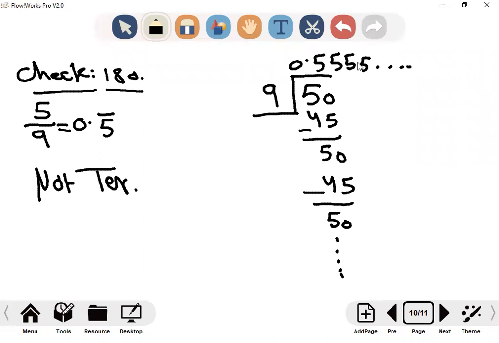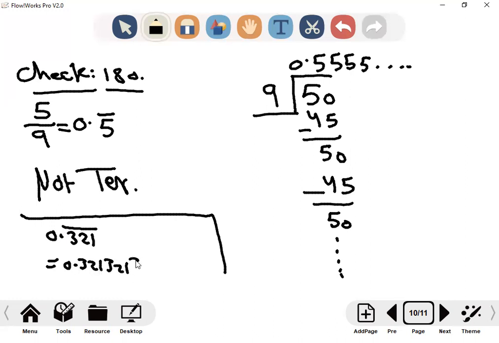If you have one line over 59, it means 59, 59, 59, 59, 59. Got it? So sometimes if you have something like this, for example, if you have 0.321 with a line over it, what does this mean? It means 0.321, 321, 321, 321, and go on. Got it? In your homework, you will have something like this, so don't feel strange.